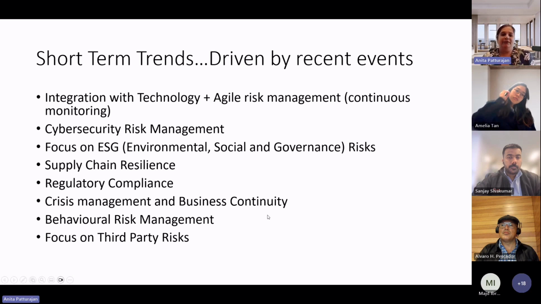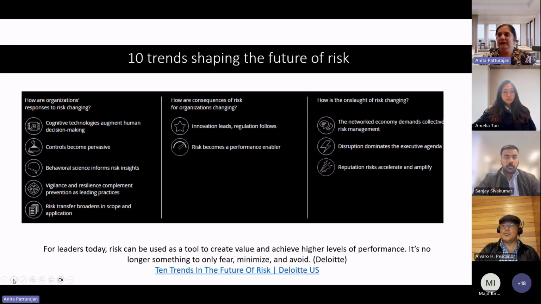And also behavioral risk management. So big focus on that happening right now. People are actually engaging psychologists and working with health and safety professionals to come up with programs for businesses to drive that safety culture.